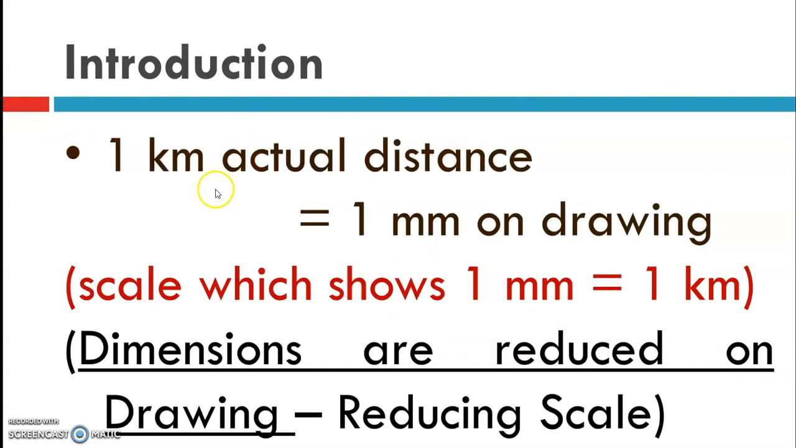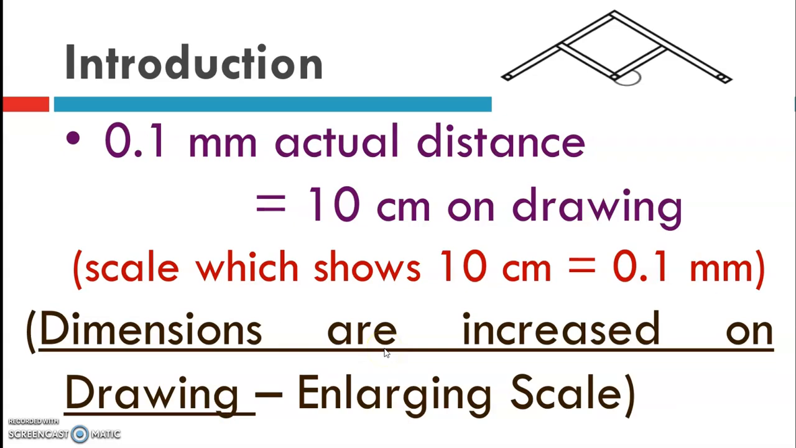So when we take the scale like this, that is, 1 kilometer of actual distance is equal to 1 millimeter of drawing, it is known as 1 millimeter is equal to 1 kilometer. It means on drawing, if it is 1 millimeter, it should be considered as 1 kilometer. And here dimensions are reduced on the drawing, and as the dimensions are reduced on the drawing, the scale is known as the reducing scale.